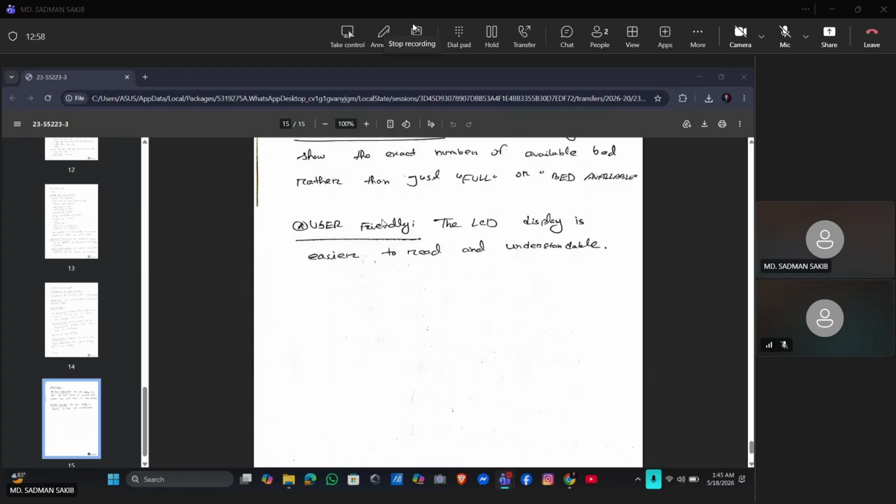In conclusion, the ICU bed monitoring system can automatically monitor ICU bed availability using digital logic circuit. The system improves monitoring efficiency and reduces manual work. Future improvements can make the system more accurate, flexible, and user-friendly.